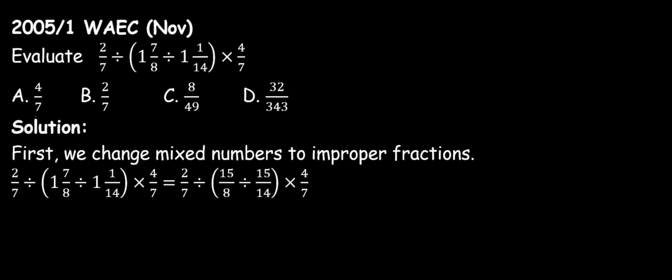The mixed number is inside the bracket. In the first bracket, how 1 whole number 7 over 8 transformed to 15 over 8: 8 times 1 plus 7, that is 15, over the 8 that is in the denominator.